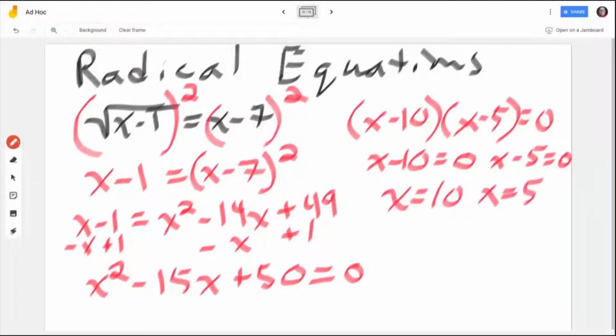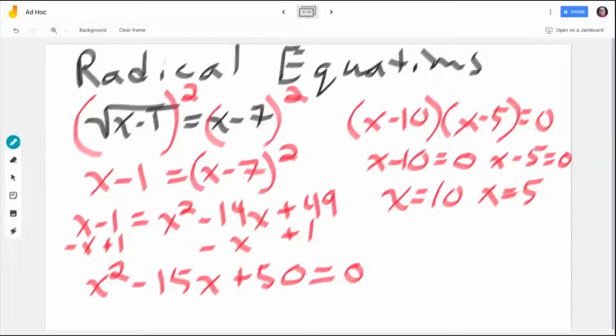Now, these are possible solutions. For radical equations, we need to go back and plug them in. We want to plug them back into the original equation. You don't want to plug them back in here because this is an equivalent equation we found. We want to use the original equation we were given and see what we get. So let me change colors on that.